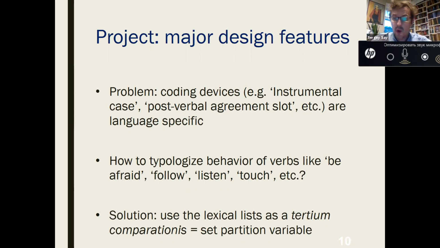For example, we can say that, well, in Russian, this or that verb requires an instrumental case, but instrumental case is a language-specific device. So we can't answer a question whether other languages are similar to Russian or dissimilar to Russian in respect of using or not using the instrumental case, because instrumental case is a language-specific device. So what's the solution to this problem? The solution is that probably we can use the very structure of lexical lists as our tertium comparationis.